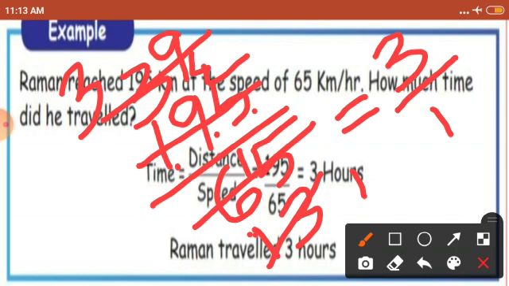Any number divided by 1, you will get the same number only. According to that, 3 divided by 1 means you will get what? 3 only. And we are actually finding the time. So the unit is what? Hours. So the answer is 3 hours.